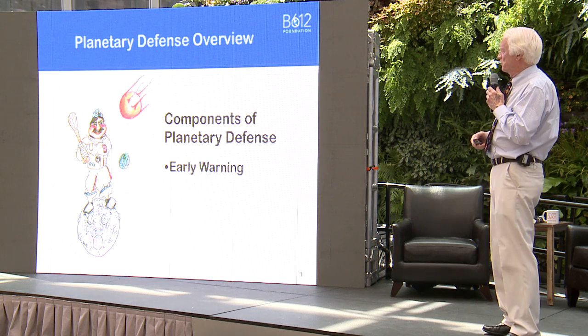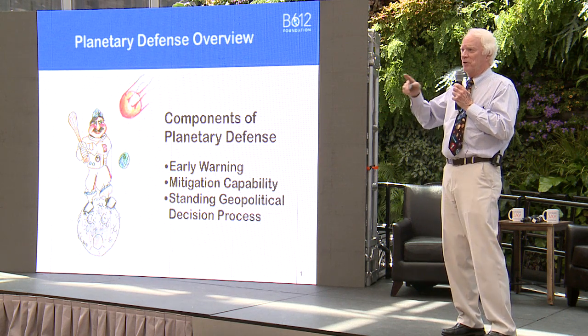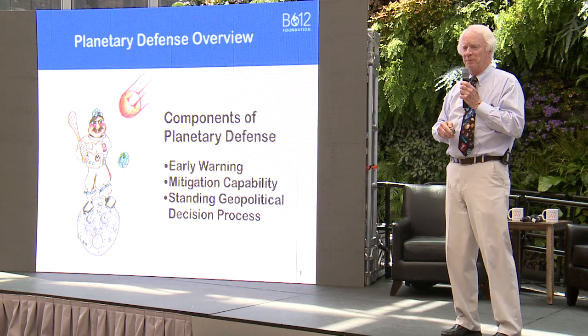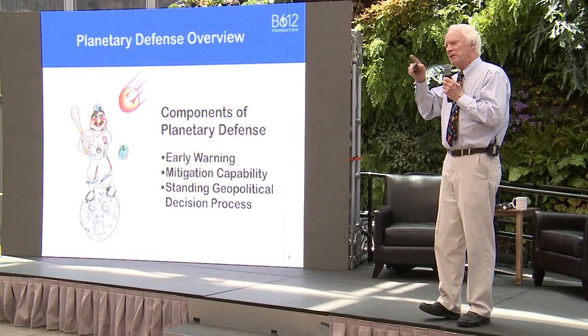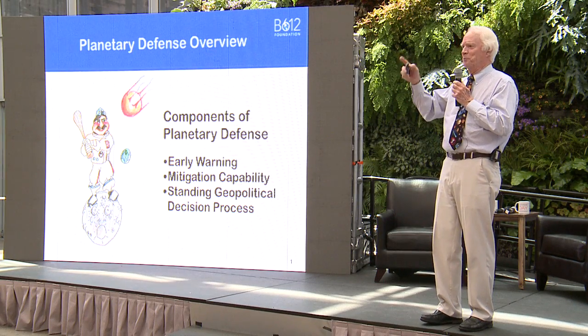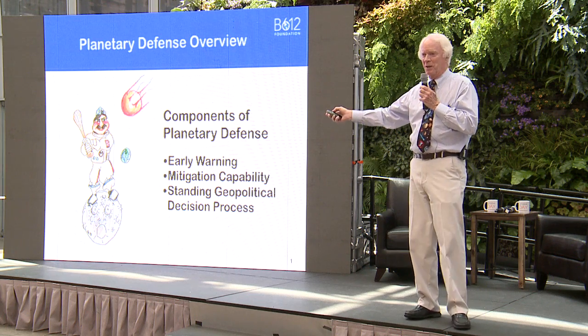Okay, so the components of planetary defense are early warning. You gotta know where things are and when they're gonna hit, etc., or else you can't defend against them. The second thing, a mitigation capability. And that word is important. Mitigation means to reduce the impact of, no pun on the use of the word impact, but to reduce the effect of some problem. And the ultimate reduction of the effect of the problem is to eliminate it. So deflection would eliminate, but if you get out of the way, that's mitigation.